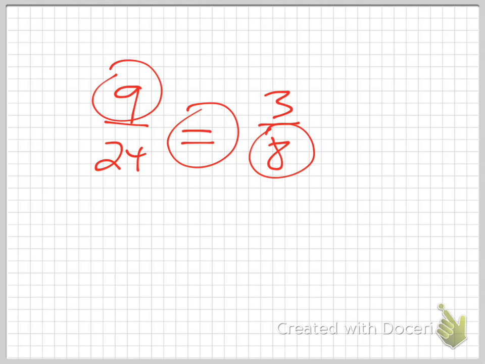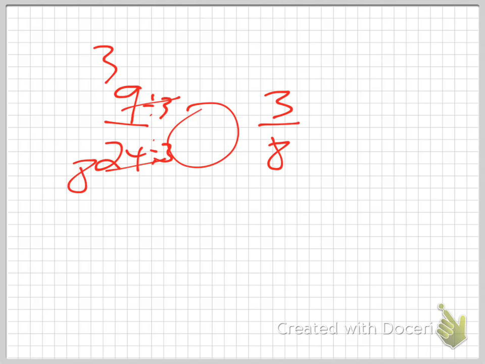9 times 8 is 72. 24 times 3 is 72. They're the same number. That's one. The other way of doing that would be to reduce them. What does 9/24 reduce to? Divide by 3, divide by 3. 3/8. So 3/8 is equal to 3/8.